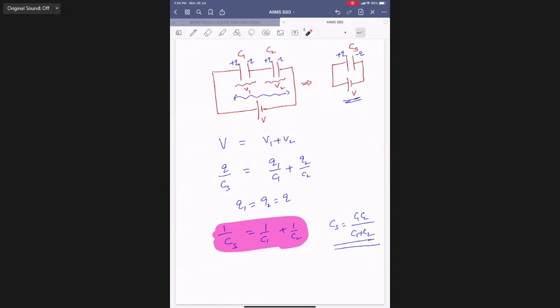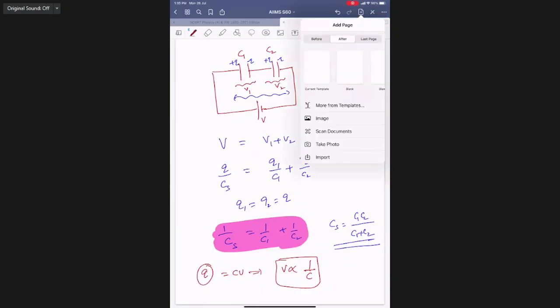Done, everybody? Yes, sir. So in series combination, what is the rule? Q is constant. Q equal to CV. This implies V is proportional to how much? 1 by C. V1, V2 ratio is in the ratio of C2 by C1. Got it? Yes, sir. And what is the effective capacity? 1 by C equal to 1 by C1 plus 1 by C2 plus so on, 1 by Cn.